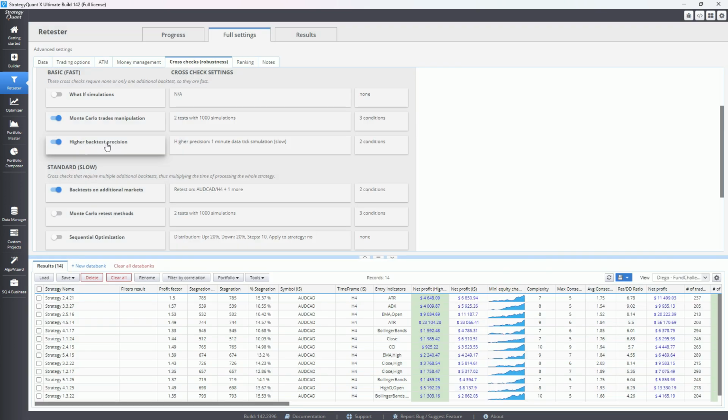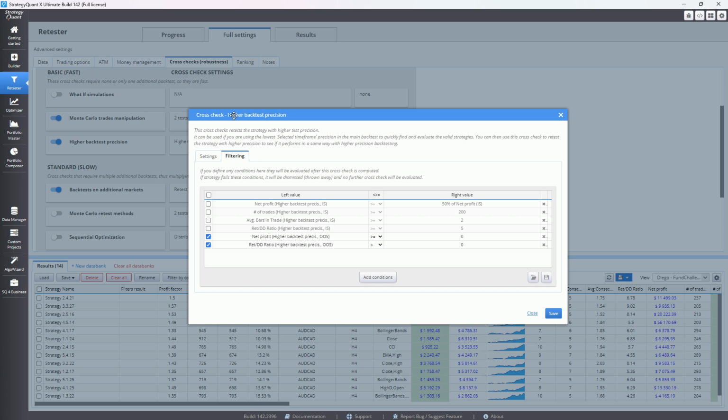For higher backtest precision, this is very simple. I'm doing in the test that the net profit of out of sample should be greater or equal than 0. The same with return drawdown, it should be equal or greater than 0.